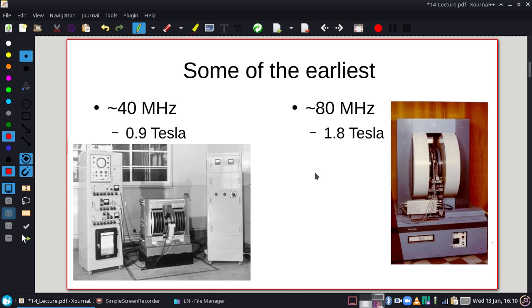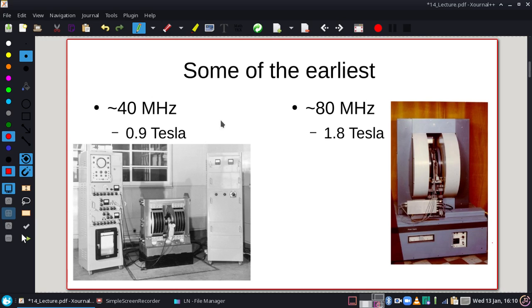Now, the only thing different between these older style and the more modern one is we've gotten a lot more efficient at making the magnets, and they're a lot more precise in what they do. So it might not so much be that the 80 megahertz or 40 megahertz is more in tune, it's more that it stays that way a lot more, so more significant figures.